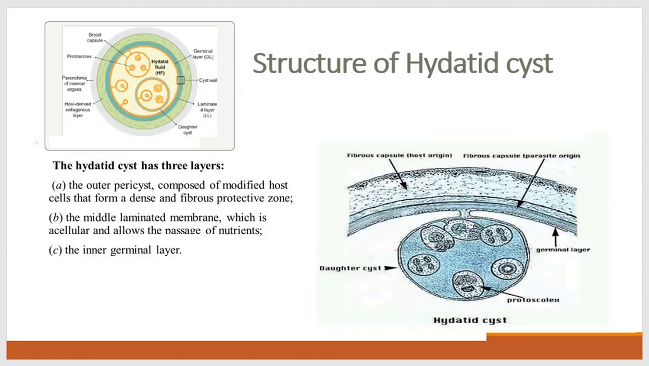It has 3 layers. The outer pericyst layer is composed of modified host cells that form a dense fibrous protective zone. The middle laminated membrane is acellular and allows the passage of nutrients, and then there is the inner germinal layer. You can see the structure in both these pictures.